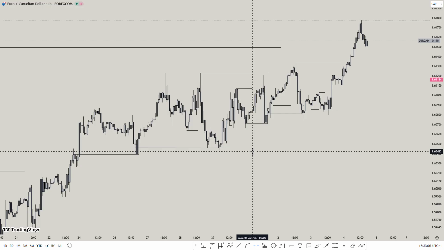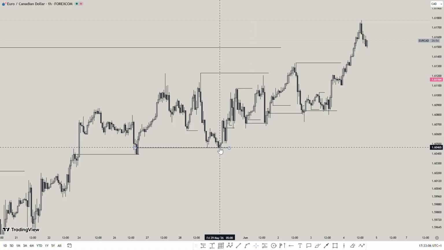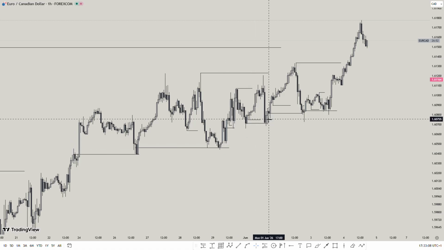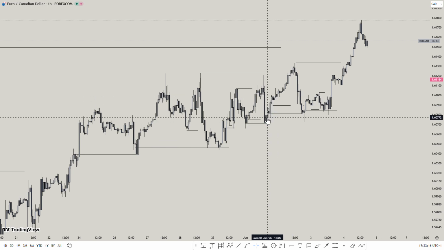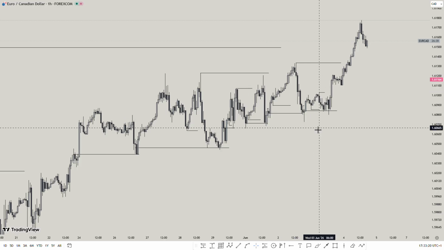Unfortunately, this pair has not always been on my watchlist. I recently just added it, so I wasn't able to partake of this one and this one. I think I added this pair when the market was around this level, so this move had already started, and I didn't just want to FOMO in. I was hoping that the market would give me something else.